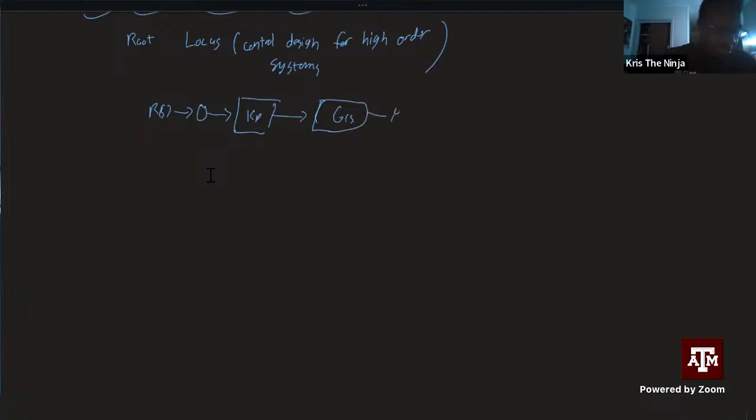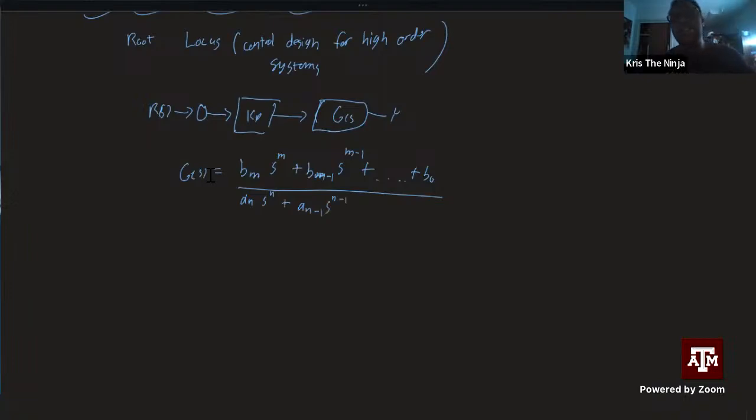Doesn't really matter. And we say G(s) is equal to b_m s^m plus b_(m-1) s^(m-1), and so on, plus b_0, over a_n s^n plus a_(n-1) s^(n-1) plus dot dot dot plus a_0, where n is greater than m. I'm emphasizing these so much because I want to make sure you write this down correctly and that I'm explaining it correctly. n is greater than m.